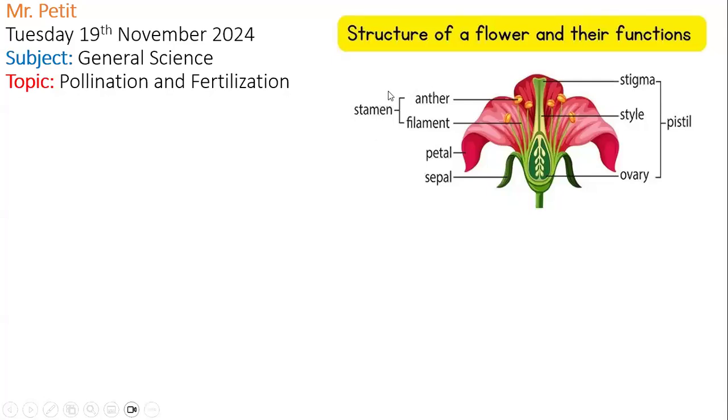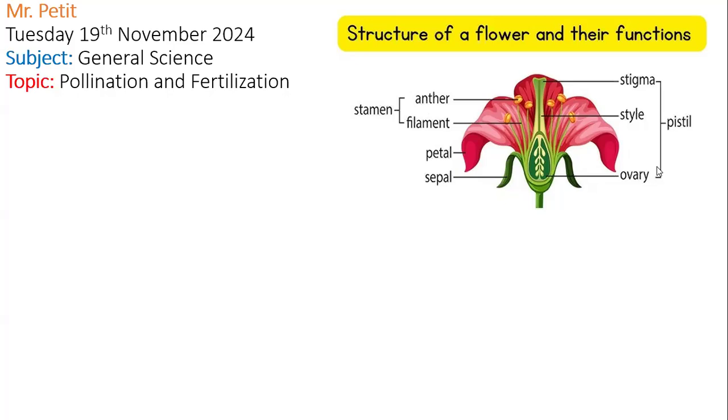So we have the stamen. What two structures are part of the stamen? The anther and the filament. Very good. And then we have the pistil. What three structures are part of the pistil? Stigma, style, ovary. Very good. Which one is the male part? Which one is the female part? The male part is the stamen and the female part is the pistil. Very good.